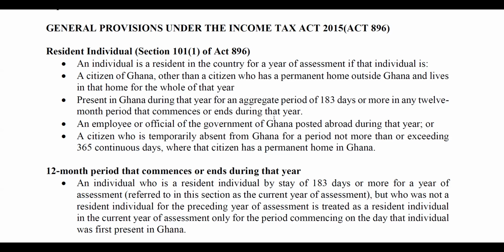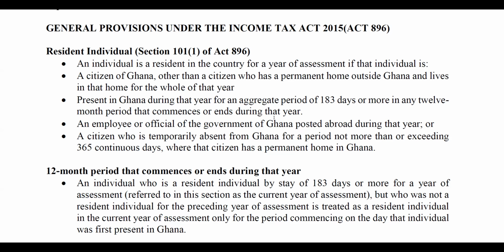2, if you are a non-resident and you are present in Ghana during the year for an aggregate period, it's not continuous. Before it was continuous. Now it says aggregate, meaning even if you leave and you come back, we add all the periods for which you stayed in Ghana. And it is more than 183 days, or up to 183 days or more in any 12-month period that commences or ends during that year.